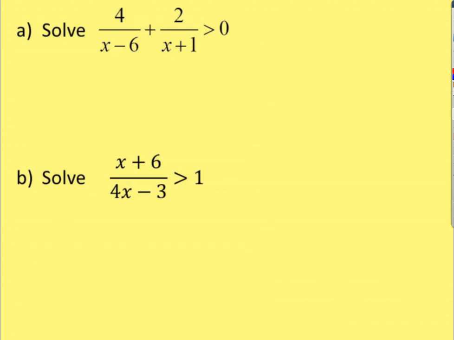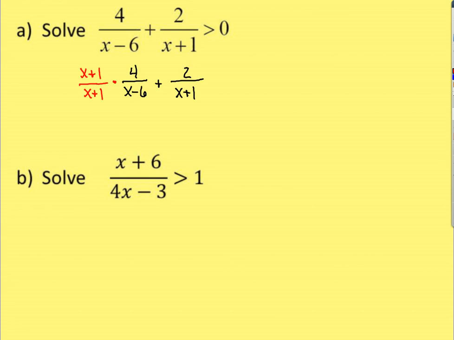So if we look at example A, we are adding two fractions. To be able to add fractions, they first have to have the same denominator. So on the first fraction, we need to have a least common denominator. So we need to multiply the top and the bottom of our fraction by x plus 1. So we have an x plus 1 on both denominators.